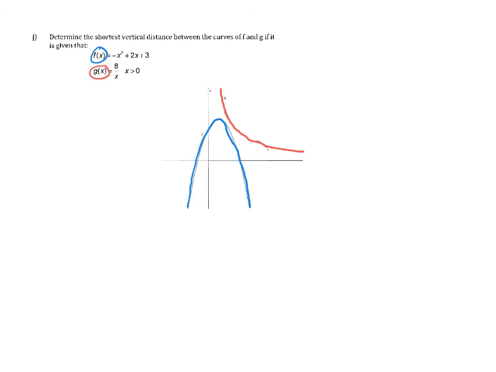All right. So if we want to find the shortest distance between those two graphs, where do you think it will be? Somewhere here, it looks like. Shortest vertical distance, of course, so they must have the same x values. What are you going to do? The shortest distance, let's call it v for vertical distance, is going to equal the g of x graph, the one on top, the one with the highest y values, minus the one on the bottom, the f of x.